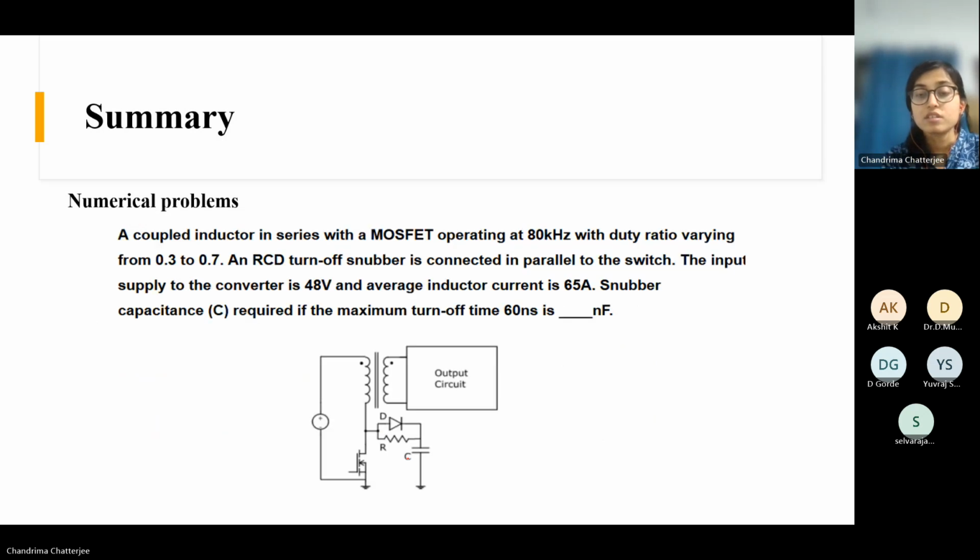So, there is another question. This is an isolated DC-DC converter, a coupled inductor in series with a MOSFET operating at 80 kilohertz with duty ratio varying from this to this. An RCD turn-off snubber is connected in parallel to the switch. The input supply to the converter is 48 volt. Inductor current is 65 ampere. Find the snubber capacitor required if the maximum turn-off time is 16 nanosecond.